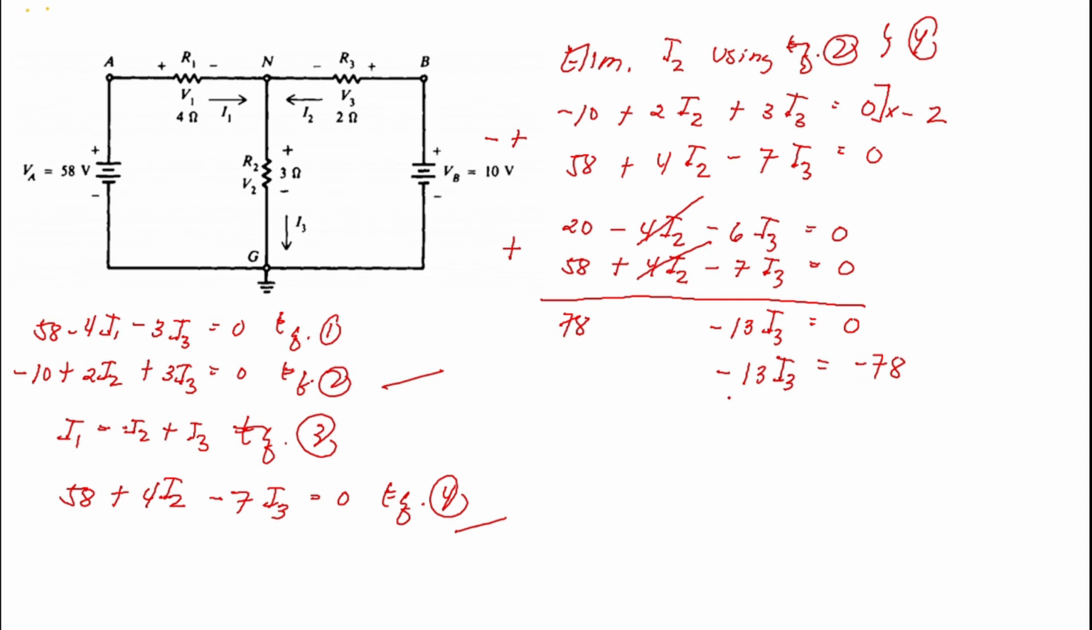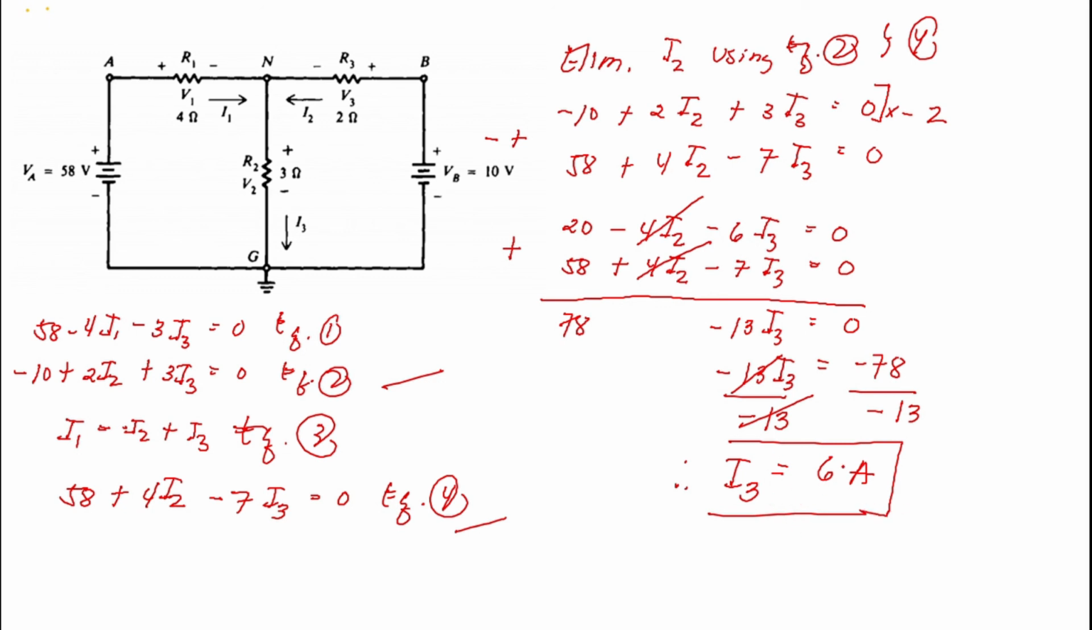Then, divided by both side by, ano yung kasama ni I3? Si negative 13. Negative 13, negative 13. Cancel, cancel. So, therefore, I3 is equals to 6 ampere. Okay? Now, nakuha mo na ngayon yung value ni I3.